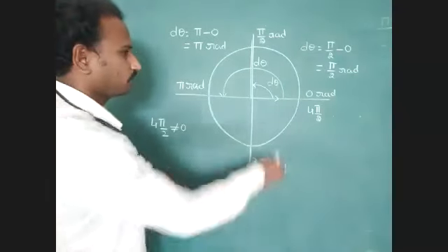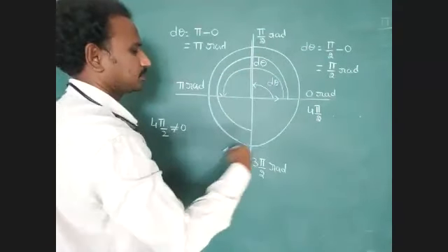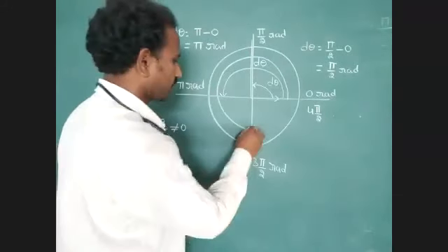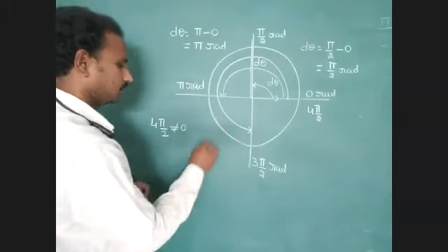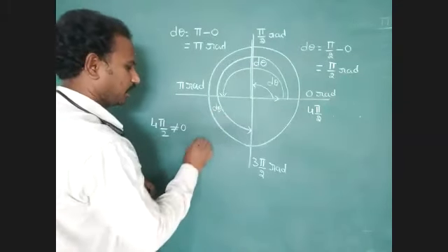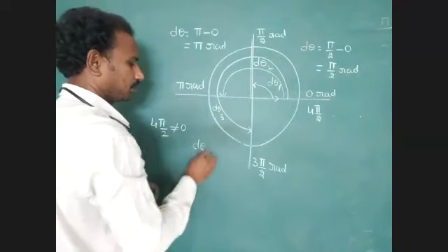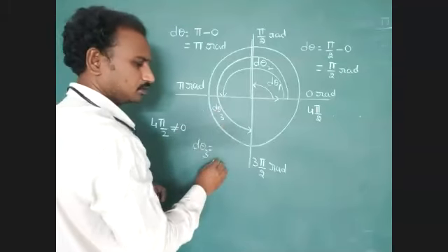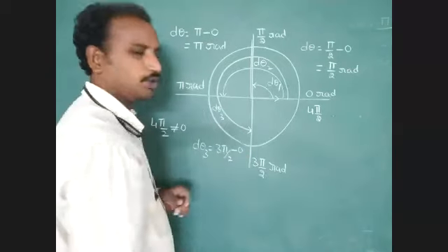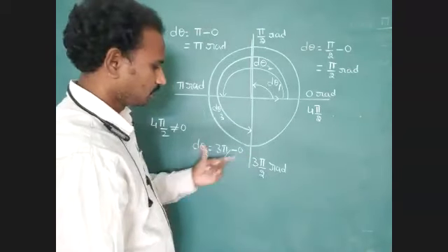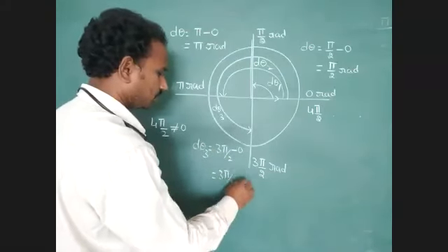Understood? Next we have to find the angular displacement from positive x-axis to negative y-axis. What is that angular displacement? Here we have d theta 1, d theta 2, d theta 3. D theta 3 equals 3 pi by 2 radian minus 0. That is equal to 3 pi by 2 radian.